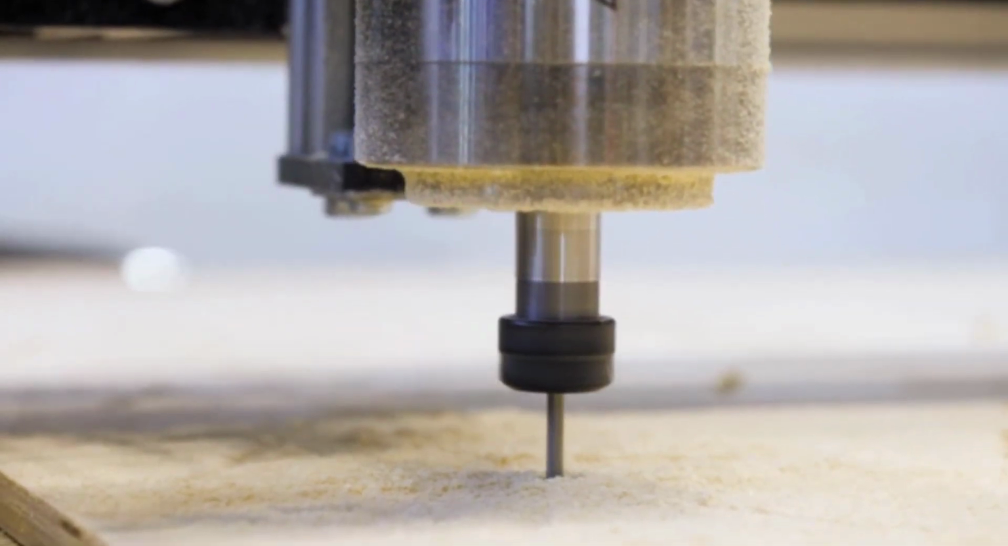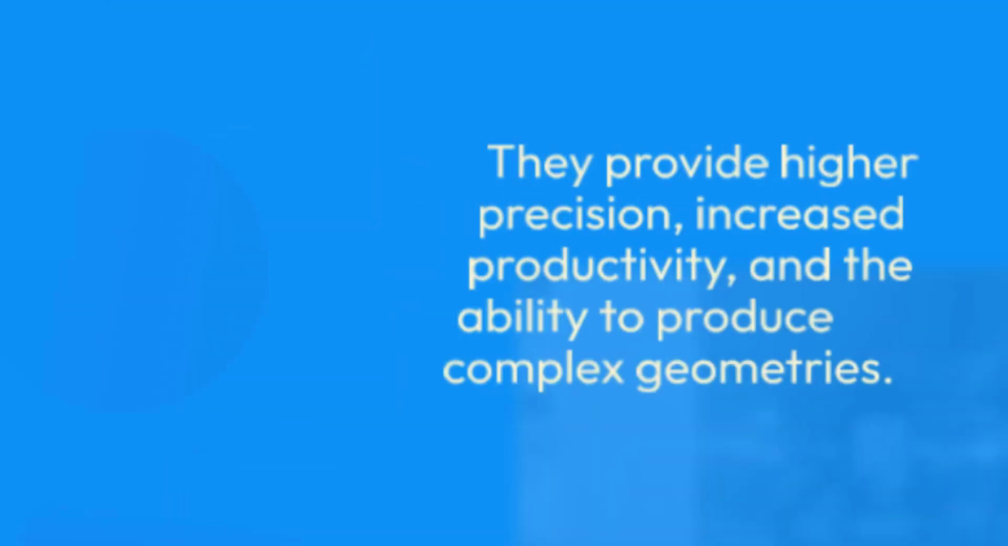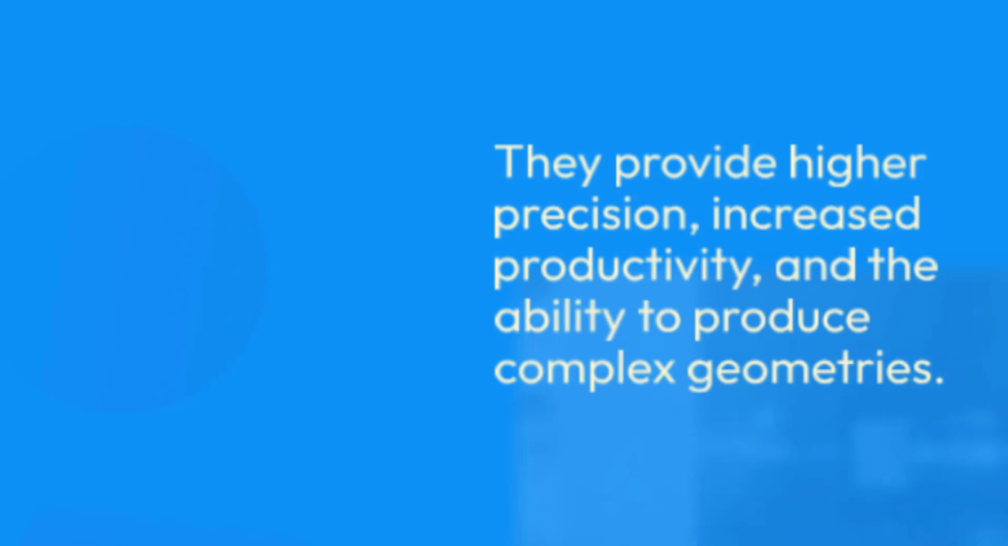NC machines offer numerous advantages over traditional manual machines. They provide higher precision, increased productivity, and the ability to produce complex geometries. Additionally, they reduce human error and allow for consistent quality in mass production.